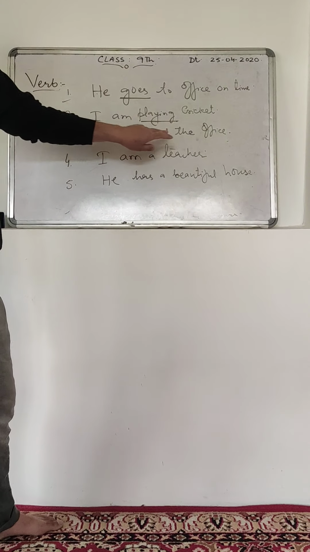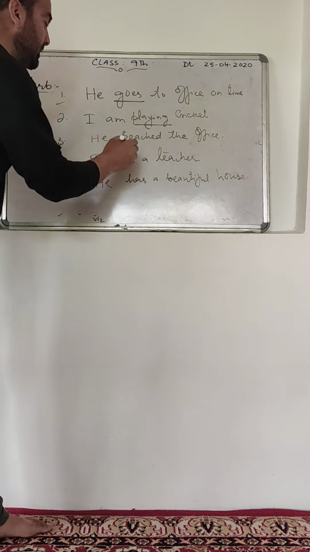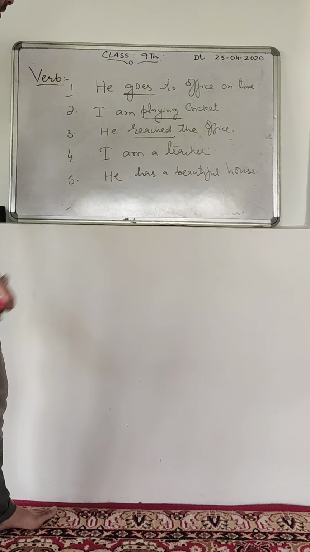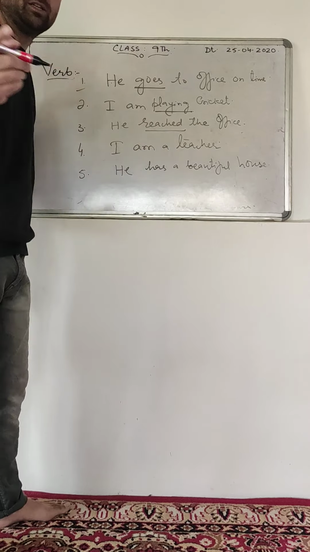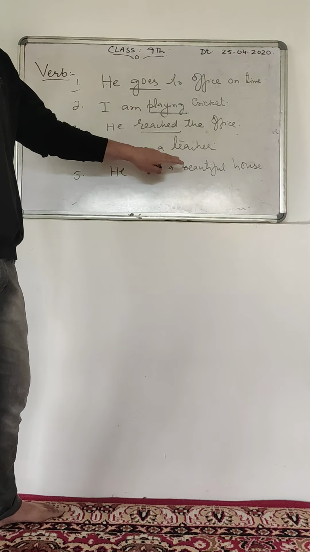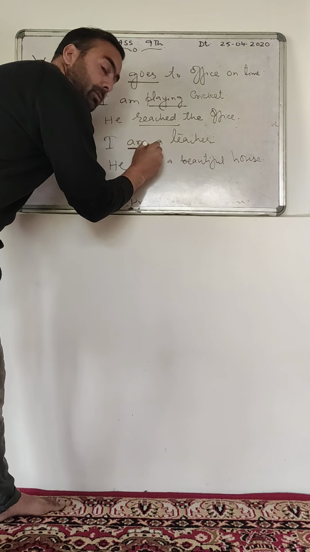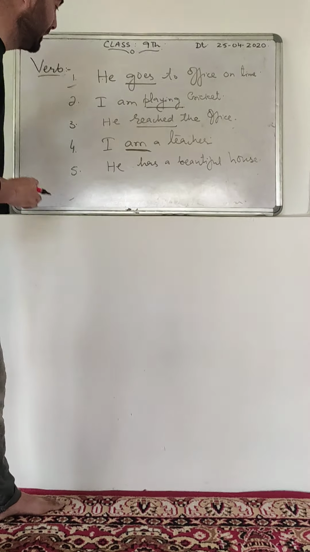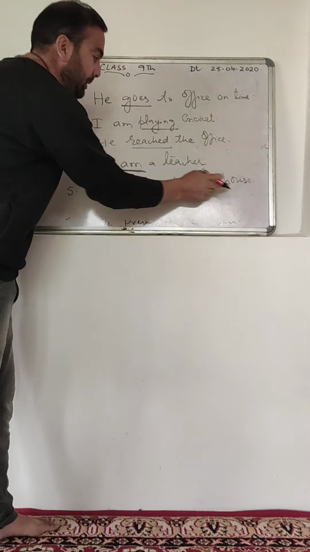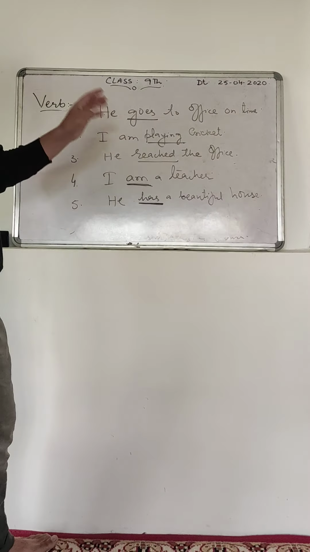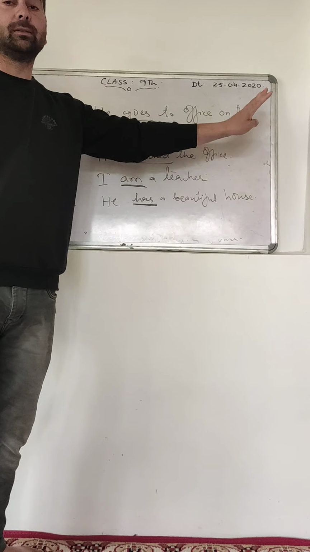Here he reached the office. Reached is a verb because it takes some work to reach an office. I am a teacher. It's a different one. So here I will say am is a verb. Mind it, am is a verb here. Similarly, he has a beautiful house. Here the verb is has. Let's see what the verbs denote in these sentences.